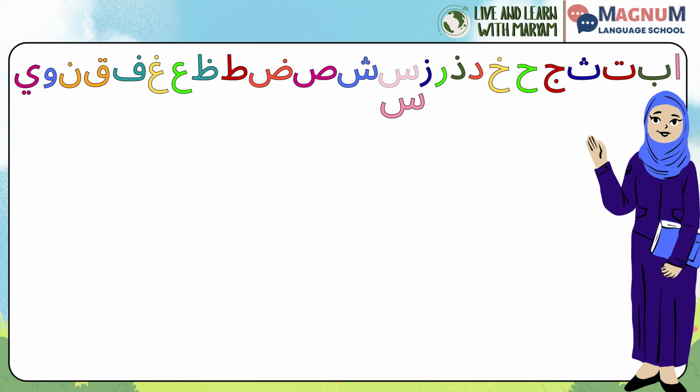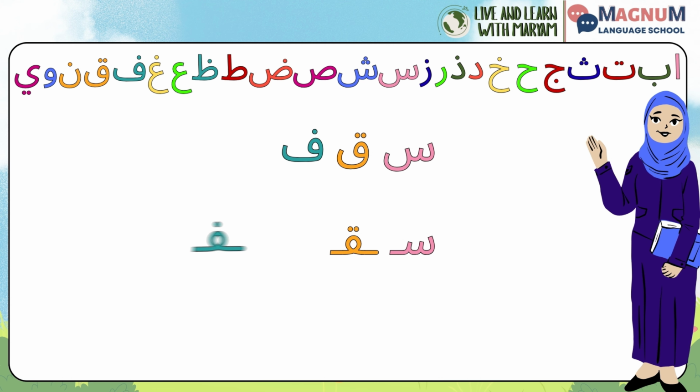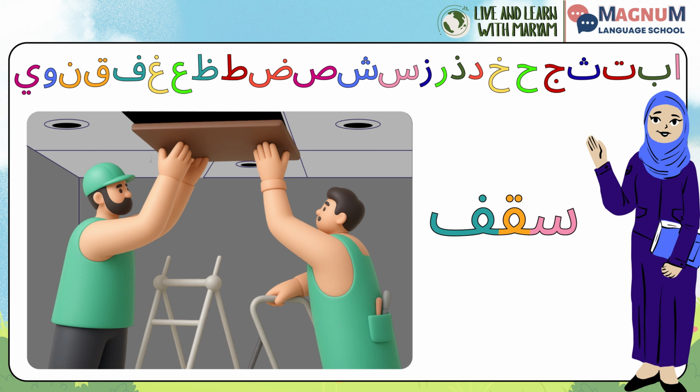Now we'll pick seen, qaaf, and fa. Seen starts in the leader position with its three teeth. Qaaf is in the middle, taking the bridge position. It looks just like its twin, a small circle resting right on the baseline. But qaaf has two dots on top. Finally, fa, at the end, taking the finisher position. The word after joining looks like this. This word is saqf. Saqf means ceiling.